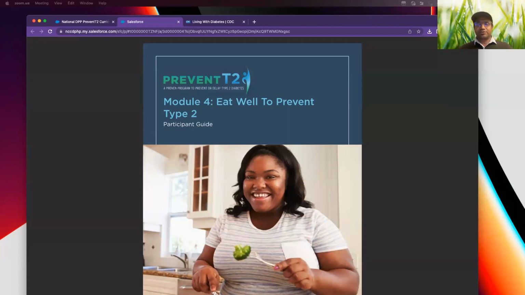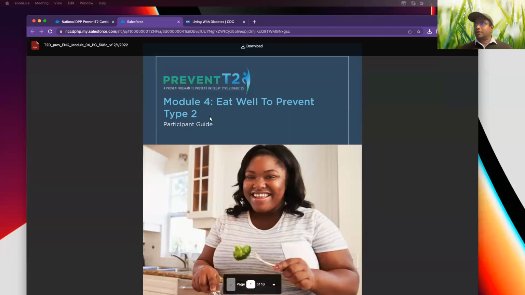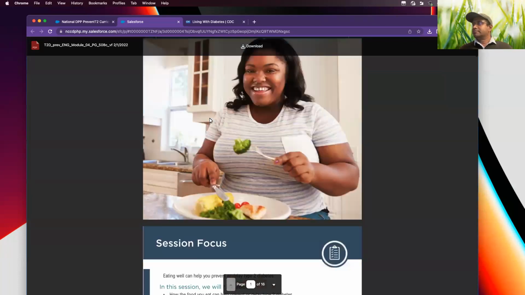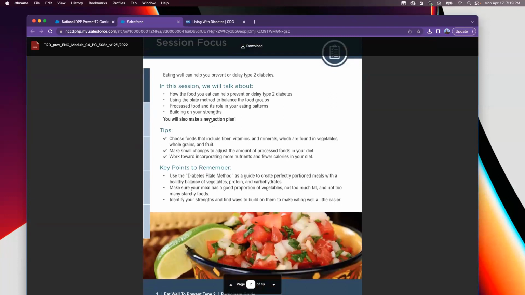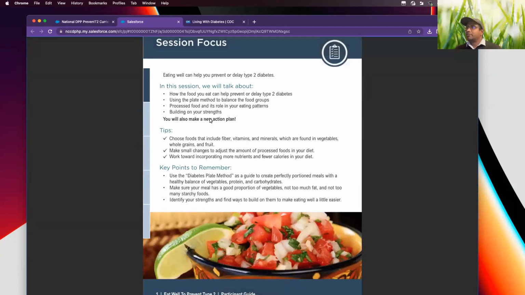So this class, we're going to talk about page 1, the session focus. In this session, we'll talk about how the food you eat can help prevent or delay type 2 diabetes. We want to use the plate method to balance the food groups. We're also going to talk about processed food and its role in your eating patterns and building on your strengths. This sounds like a good topic to talk about. It's very important. And then you'll also make a new action plan like we do every time.